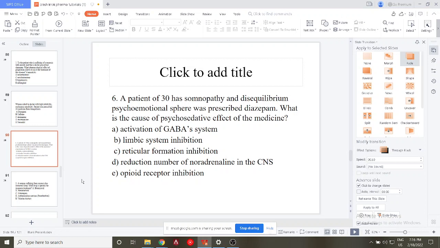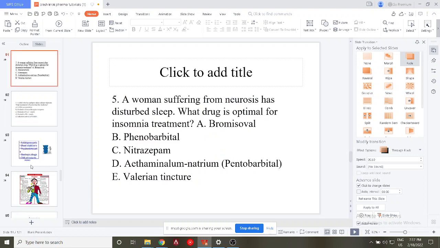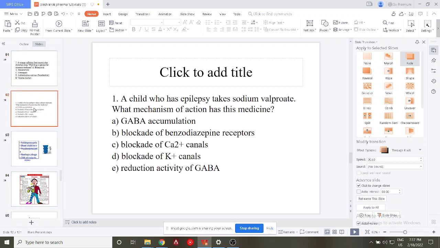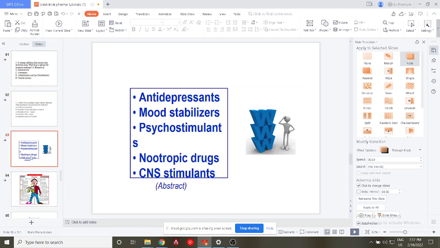Someone read an answer, please. A patient of 30 has sleep disturbance and disequilibrium, psycho-emotional strain, and was prescribed diazepam. What is the cause of the psychosedative effect of the medicine? Activation of the GABA system. Yes. Okay, moving on.